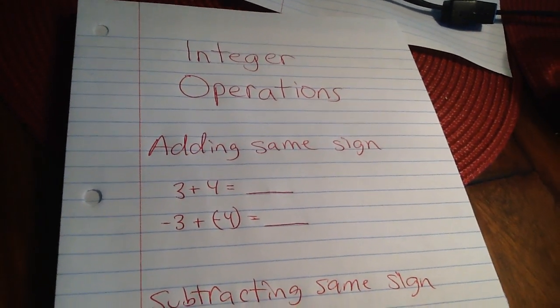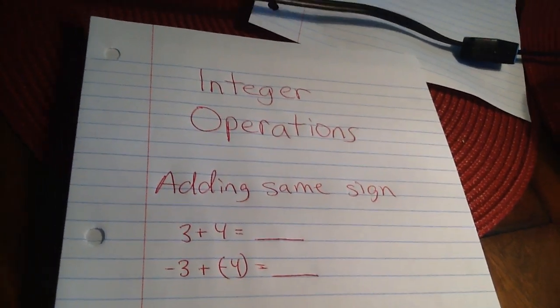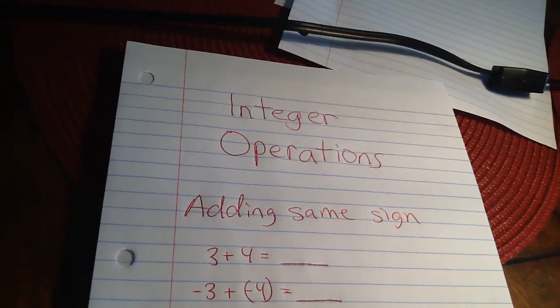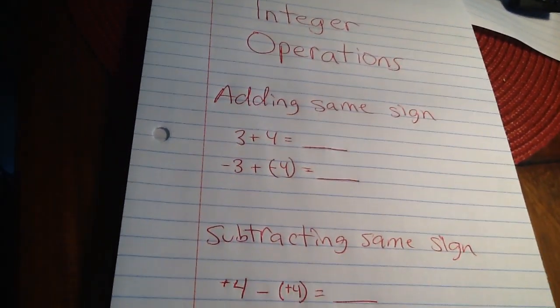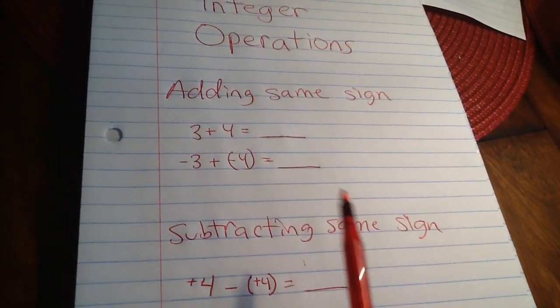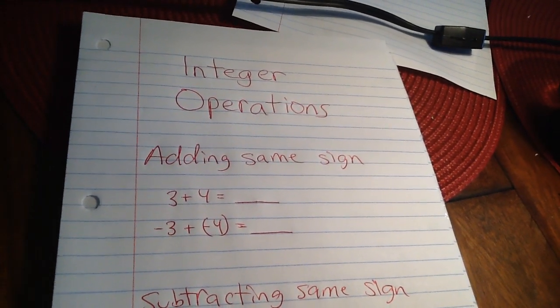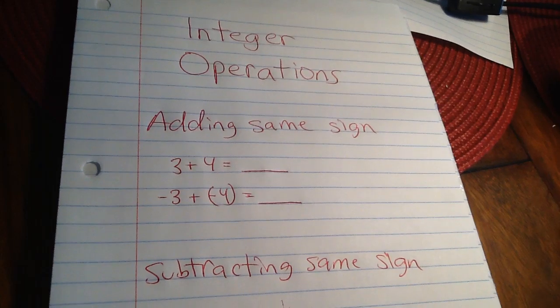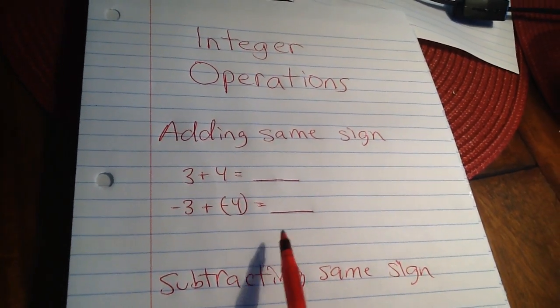Okay, so today we're talking about integer operations. It can kind of be tricky if you're not careful. We're going to go over several different things, and I'll go over those individually. So we're talking about adding the same sign as integers.